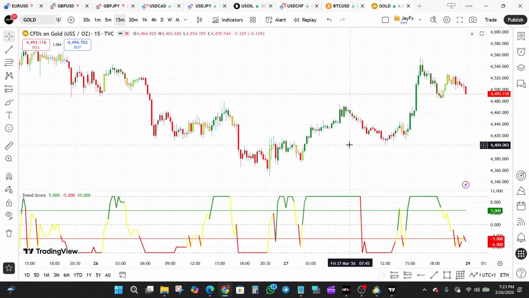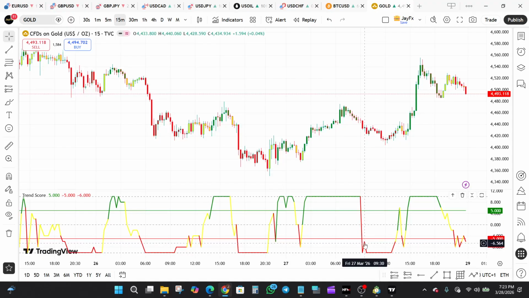And then when the momentum is changing to bearish, you will notice that the candlesticks will turn red, and this indicator line will also turn red. And once it drops below the -5 horizontal level, which is red in color as well, that is a sign to sell.